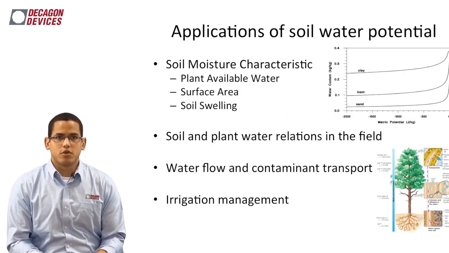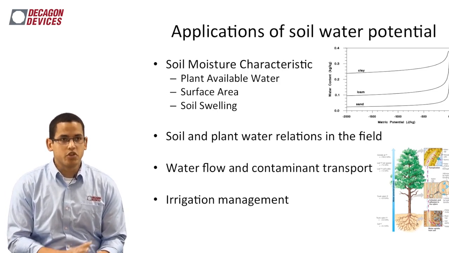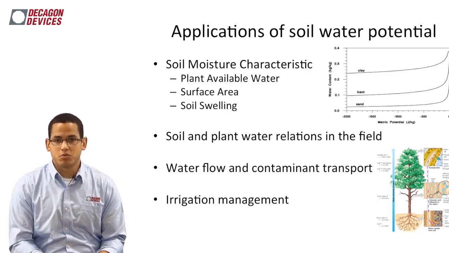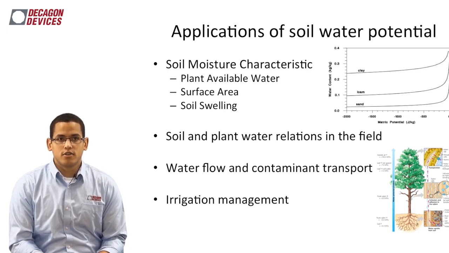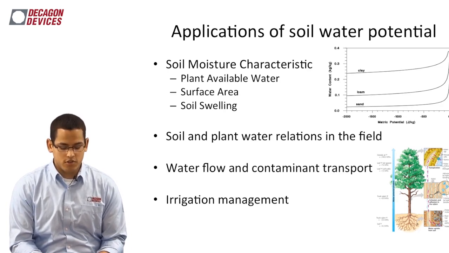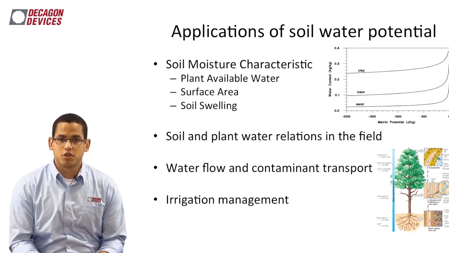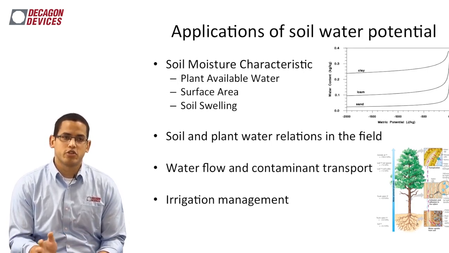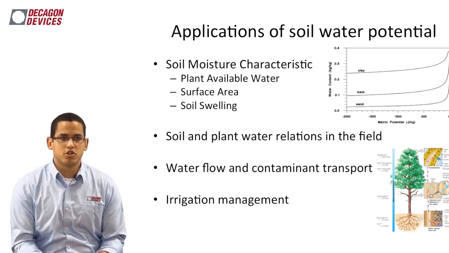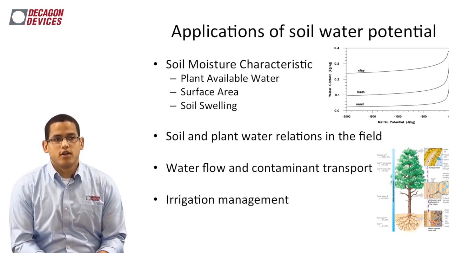Some applications of soil water potential include the soil moisture characteristic curve, which gives us a great understanding of what plant available water is there. It can also be used for measures such as surface area of soil and soil swelling potential. This is a common tool used especially in the geotechnical industry, where swelling potential of soils can cause issues in road construction, home construction, and other building construction. So that's a common application of using moisture characteristic curves.